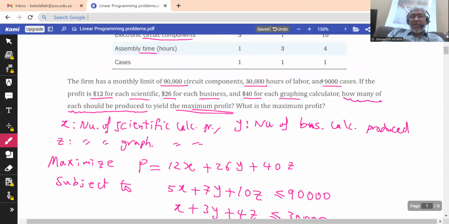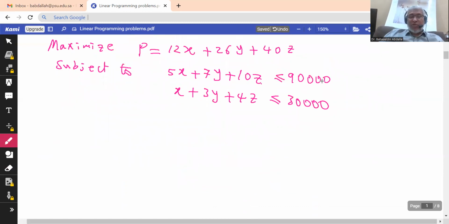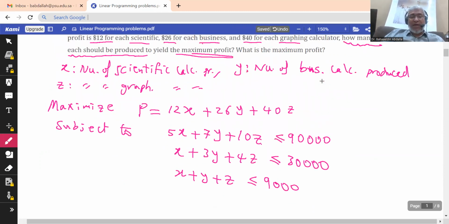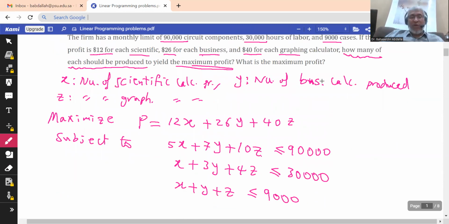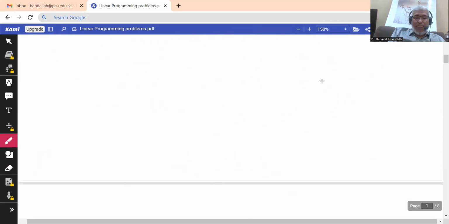And I have 9,000 cases, and there is a case for each one. So X scientific calculators plus Y plus Z, these are the number of all calculators produced. It should be less than or equal to 9,000, which is the number of cases I have. So we formulated the linear programming problem. We changed the word problem into a linear programming problem like this. You can put it in Excel and solve it easily.